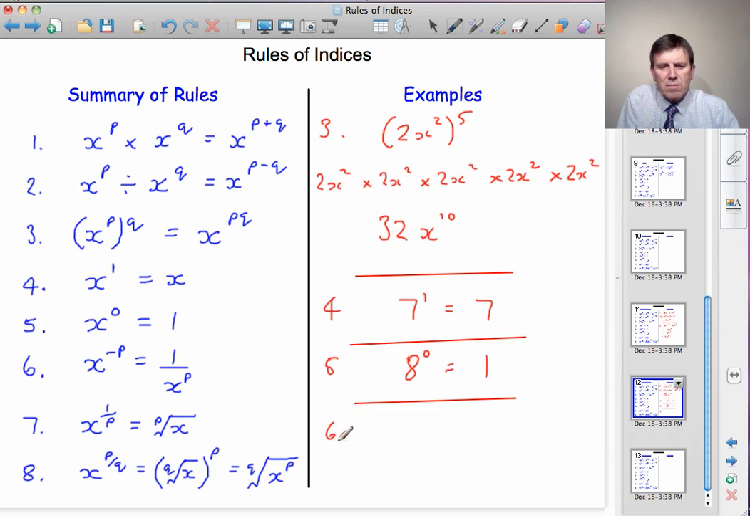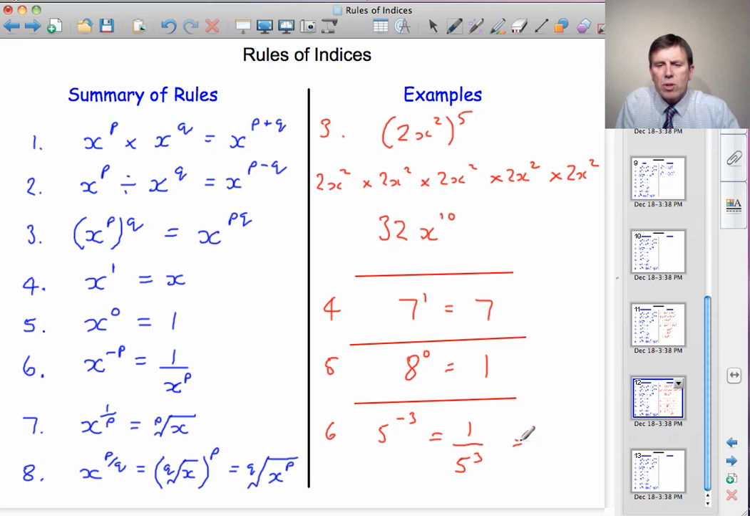Example 6. 5 to the power minus 3. Now, whenever we have a negative power like this, the best thing to do is get rid of the negative power straight away. So instead of 5 to the minus 3, I'm going to write it as 1 over 5 to the plus 3. I won't actually write the plus sign, but 1 over 5 to the 3.